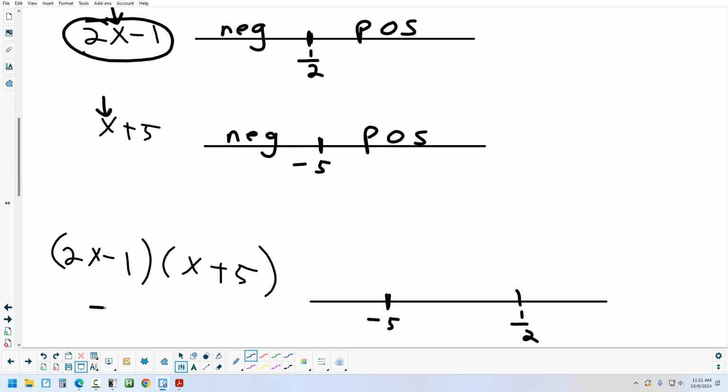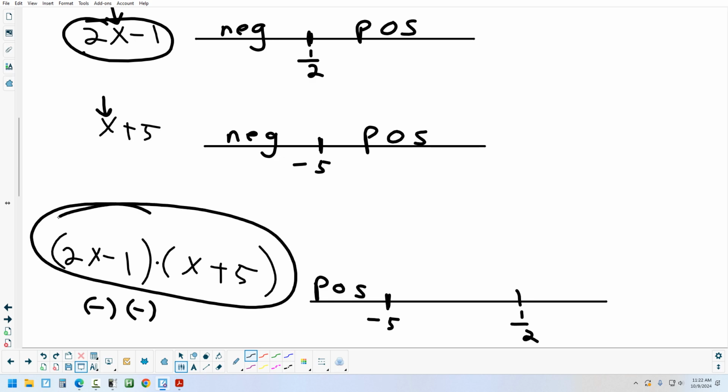Puts me in the negative section. What if I am below -5 in the bottom number line? What section does that put me in? That's also negative. So I'm in the negative section for both, and if I multiply a negative times a negative, I'll get a positive. So if you pick a number below -5 and plug it into this whole thing, you'll end up with a negative times a negative.